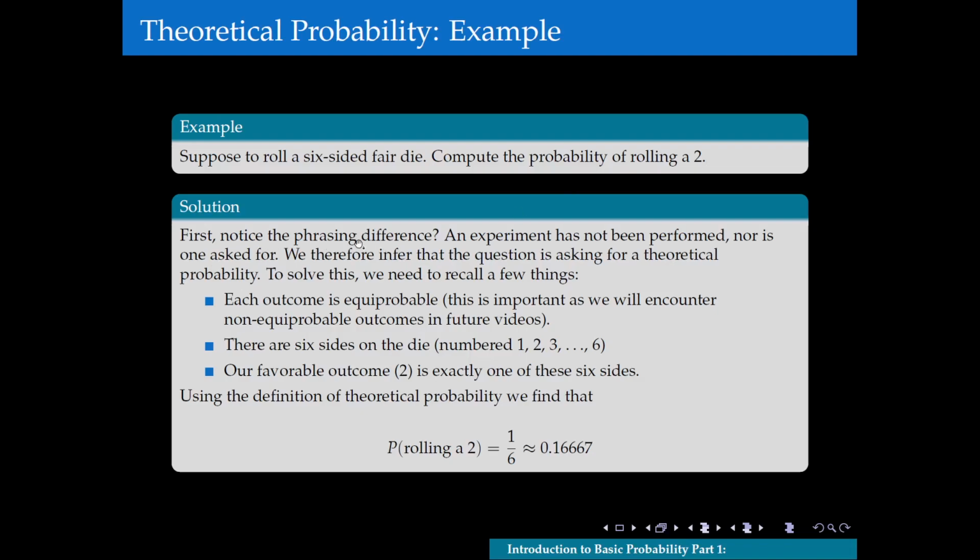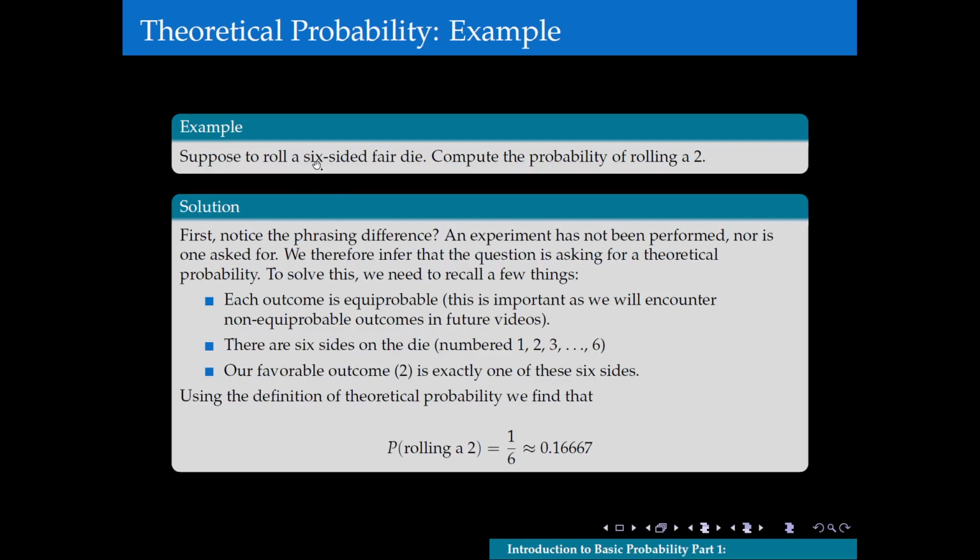So again, that's the phrasing difference that we want to notice. We're not doing an experiment. We haven't performed an experiment. So we infer, in this case, we're asking for theoretical probability. And as I said above, since it's a fair die, each outcome is equiprobable. Okay, so we can use the formula that we had in the previous slide. And there are 6 sides on the die, numbered 1, 2, 3, 4, 5, and 6. Okay, we're using just a standard die.